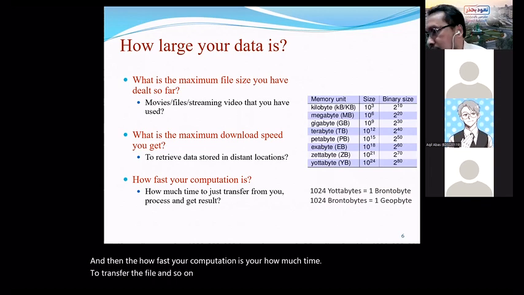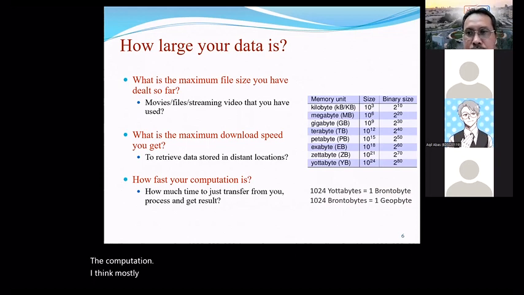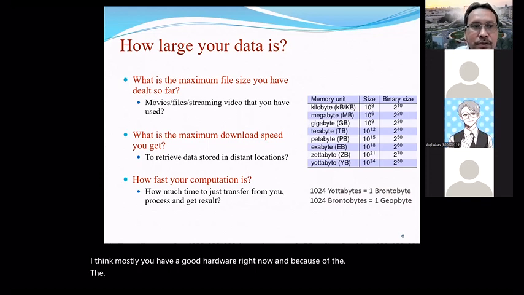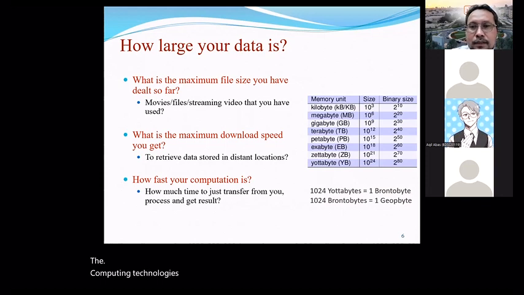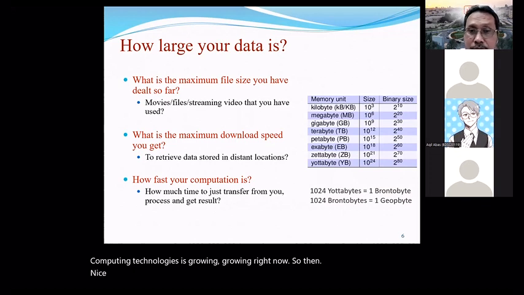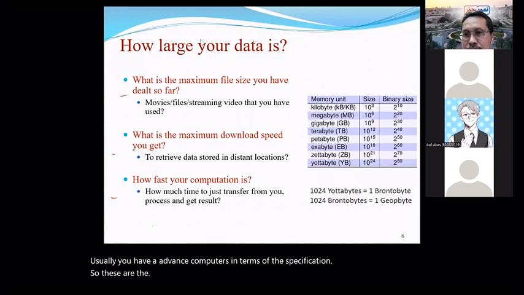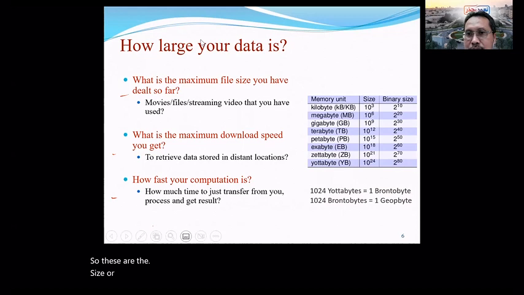Process and get the result, the computation. I think mostly you have good hardware right now, because the computing technology is growing. So usually you have advanced computers in terms of specification, right? So these are the size or the capacity, the file size.